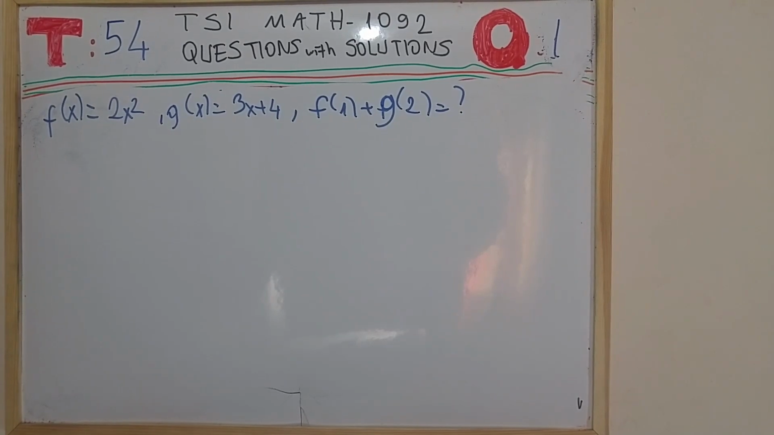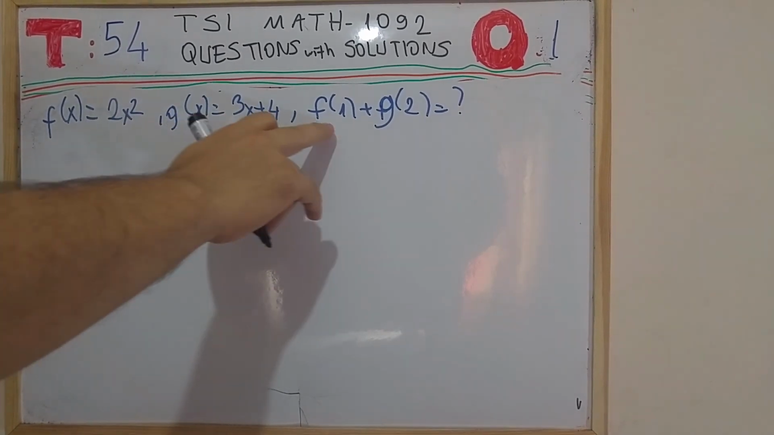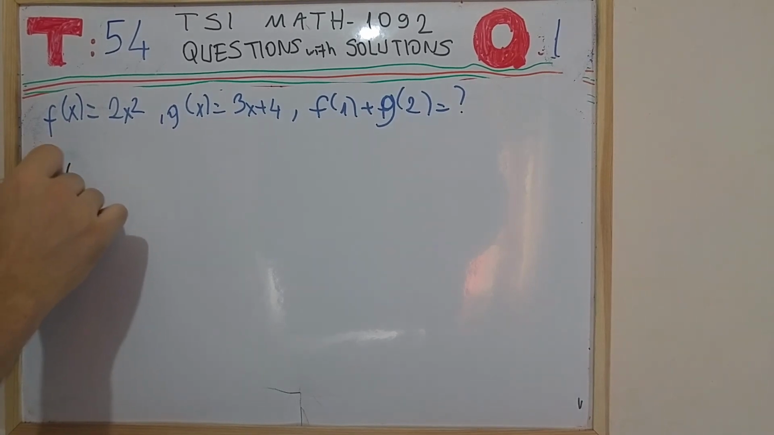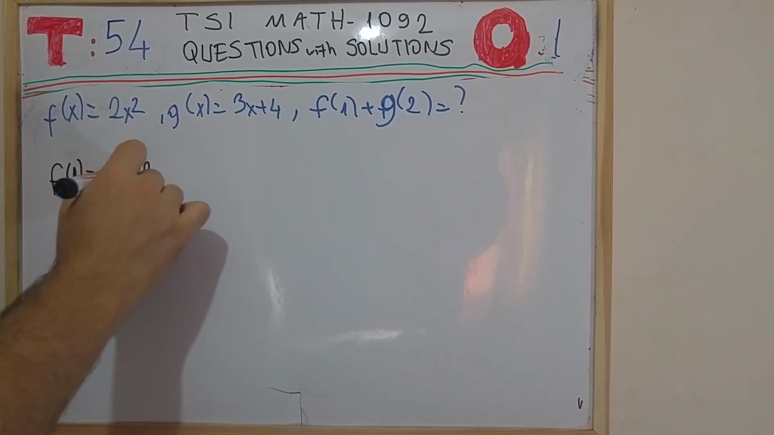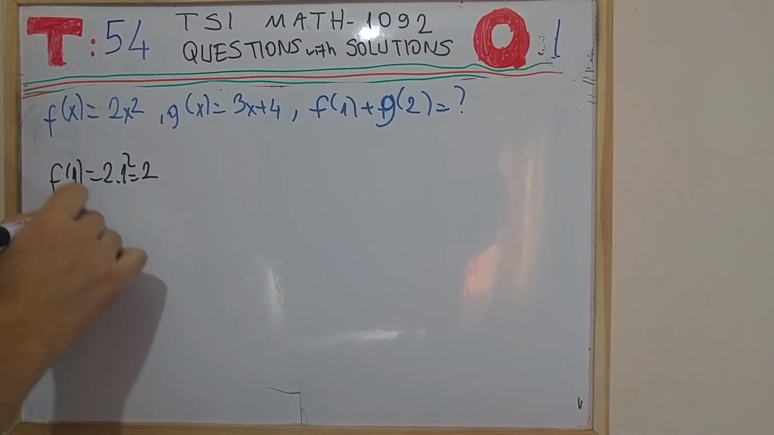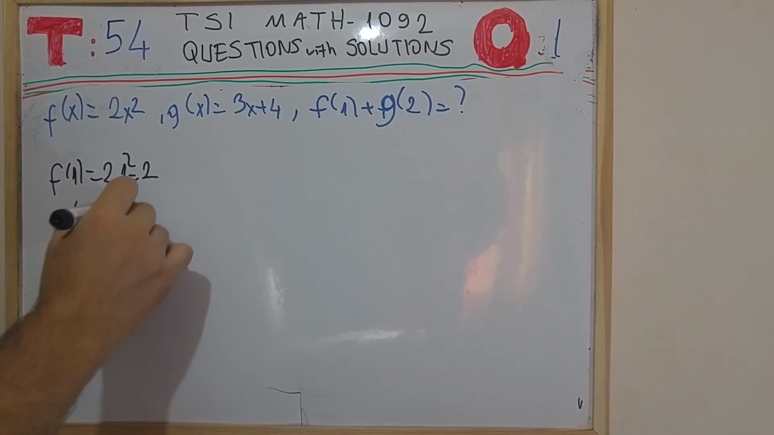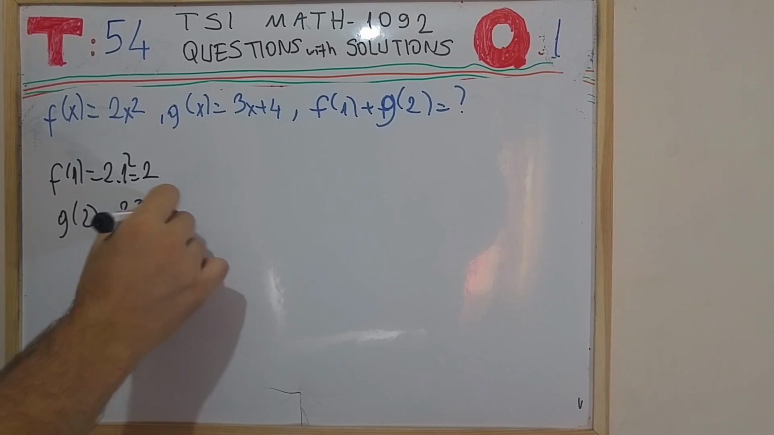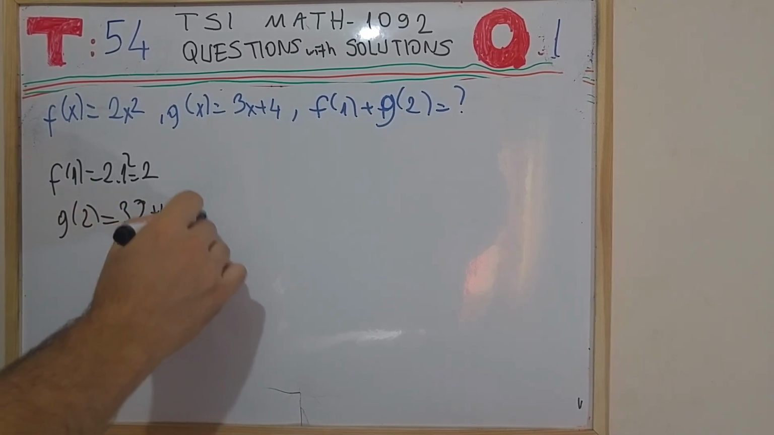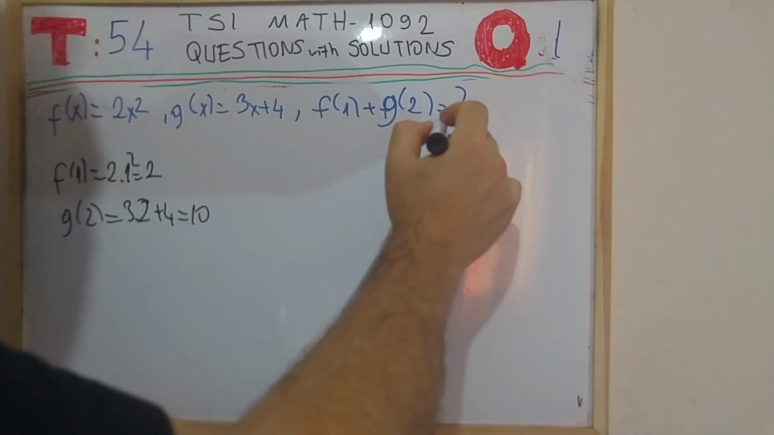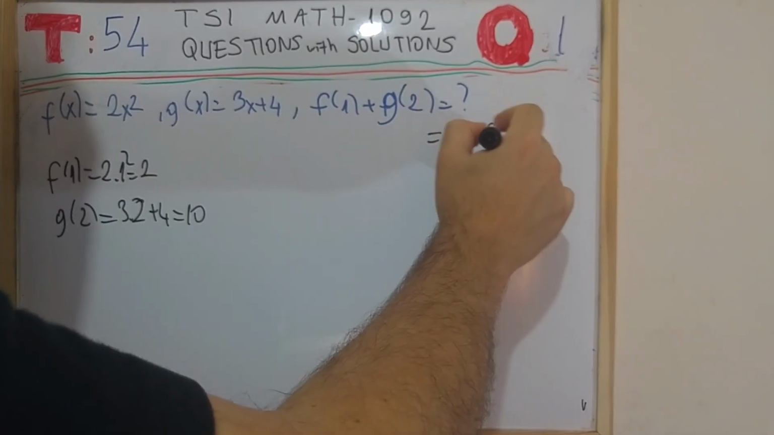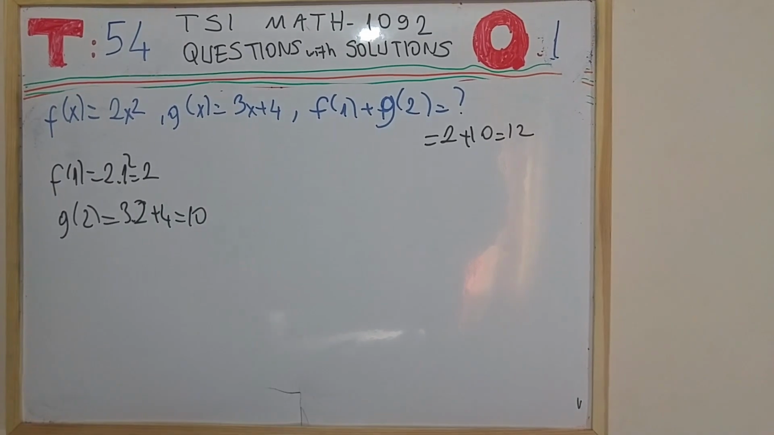And this is what we have, so let's replace all the values. f of 1 will be equal to 2 times 1 squared, which is equal to 2, and g of 2 will be equal to 3 times 2 plus 4, which is equal to 10. And when we sum these up, what we are going to have will be equal to 2 plus 10, which is equal to 12.